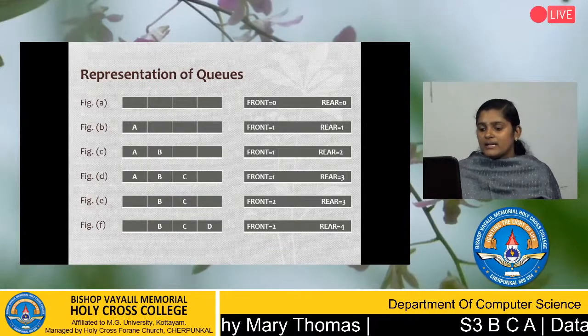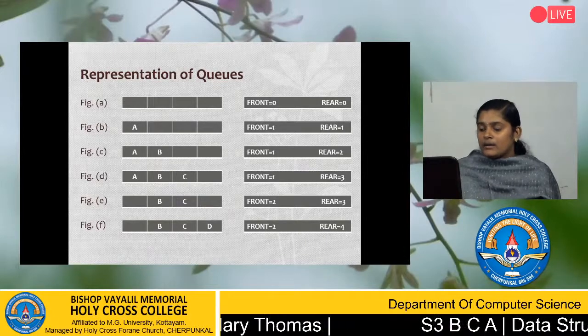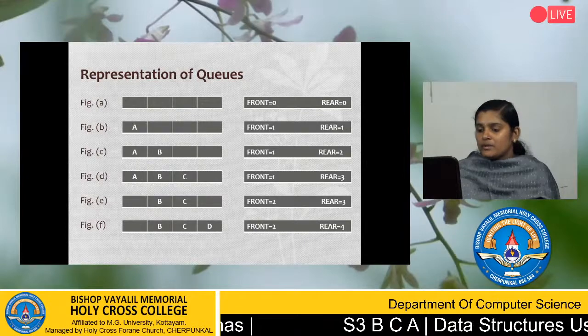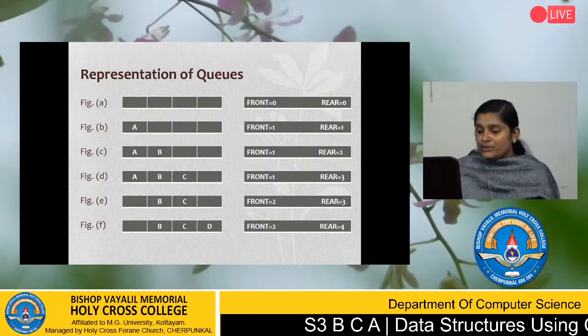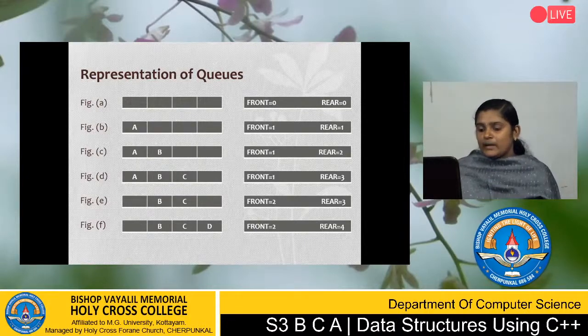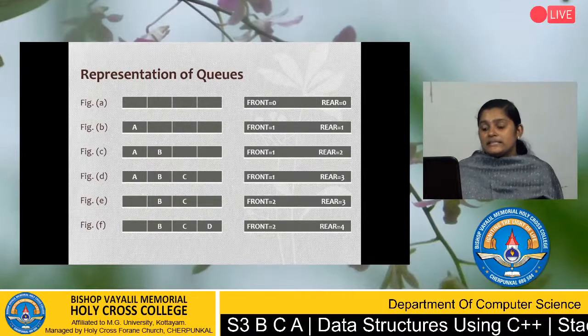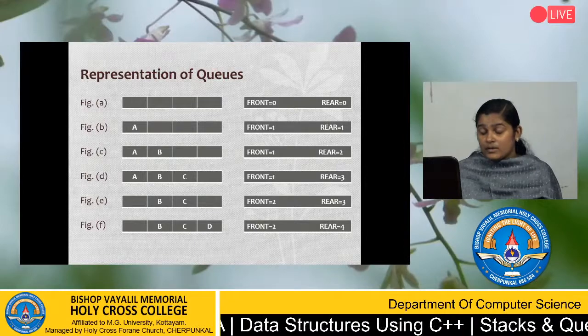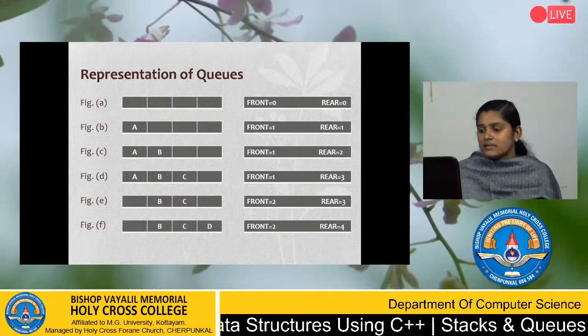Then the front value is not changed, that's front equal to 1, and the rear value is changed, rear equal to 2. Then in figure D, we can insert the third element C. The rear value is changed, that's 3.